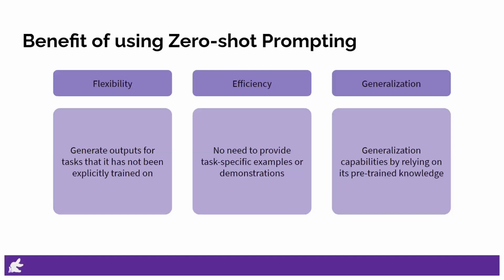Zero-shot prompting tests the model's generalization capabilities by relying on its pre-trained data. The model applies its understanding of language, the world, or specific domains to generate a response or make predictions about an unseen task it hasn't been explicitly shown at training time.